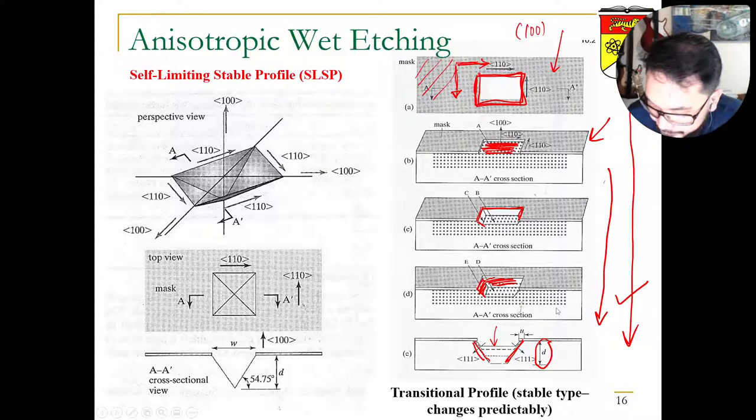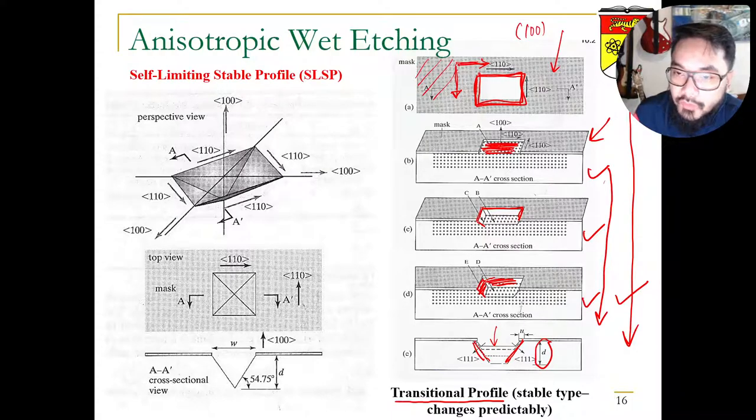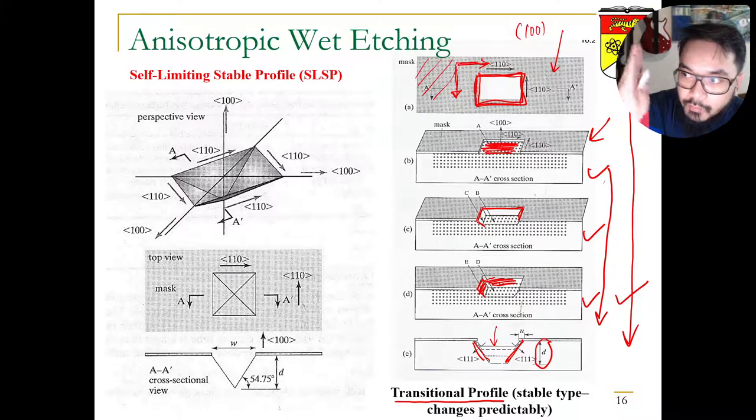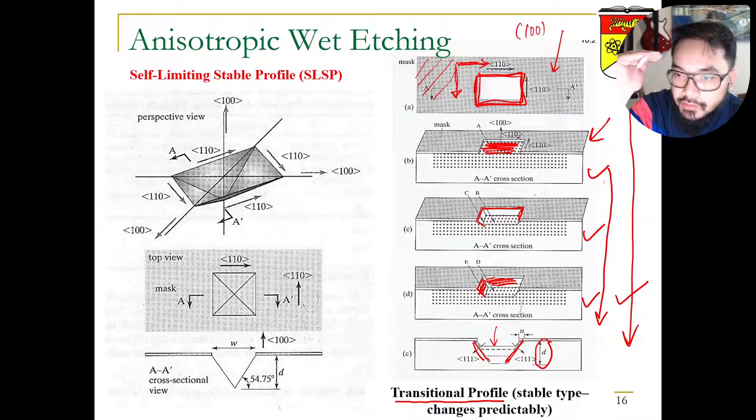So as the etching is being carried out, this is what we call the concept of transitional profile. All these are transitional processes. It's the evolution of your etch profile as the etching process is still being carried out. So it's the transition from one time to another time. As the time progresses, it transitions.